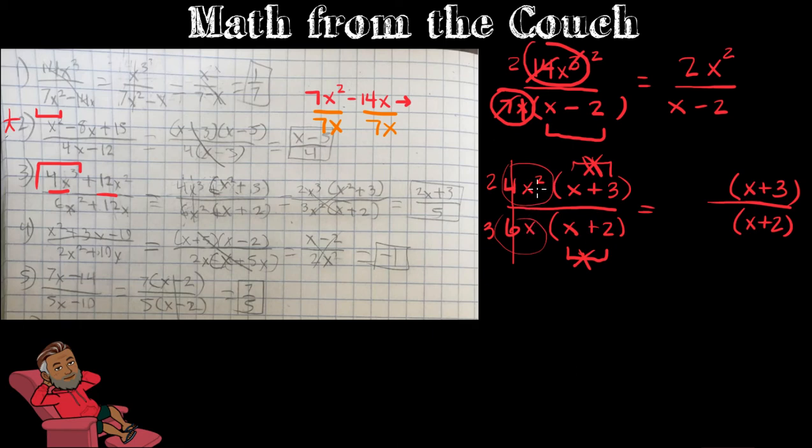And then there are two x's on the top, one x on the bottom. The one x on the bottom is going to cancel with one of the x's on the top, and the result is going to be 2x and 3. So my final answer is going to be this right here.